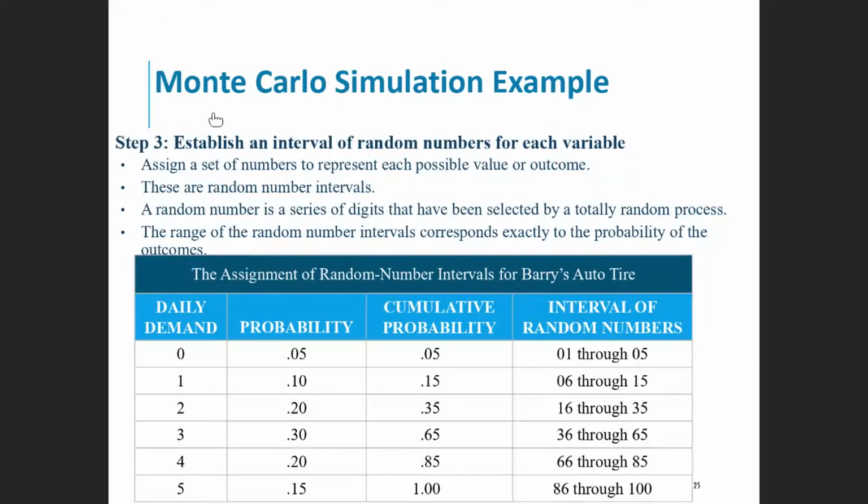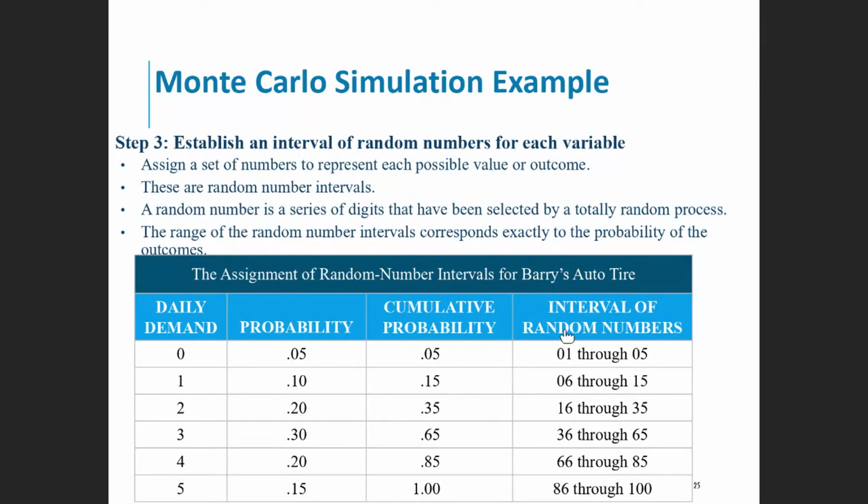So moving to step 3, establish an interval of random numbers for each variable. What does it mean? Establish intervals of random numbers, and this is the concept of Monte Carlo. Monte Carlo is about the randomness. So when you do the random interval, الانترفال random اللي هي الفترات. So how do we do the interval of random numbers? We look at the probability column here, and we create a new column for the interval.